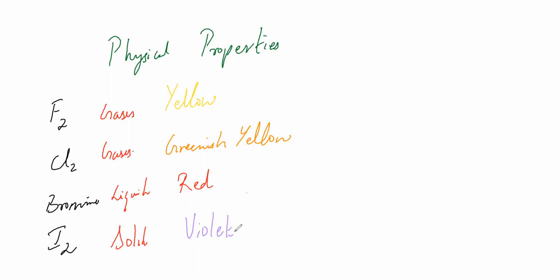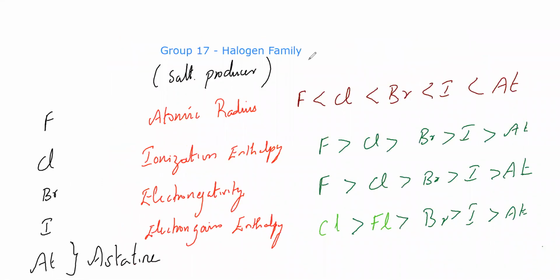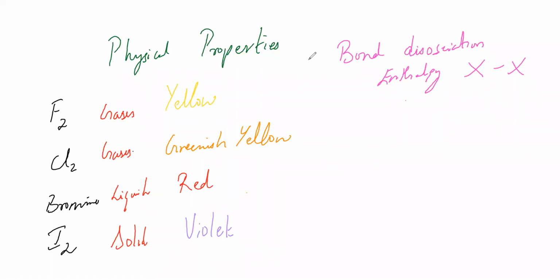Next, coming to the bond dissociation enthalpy, the order. If I write XX, X stands for halogen. Electronegativity and electron gain enthalpy are done, right? So the order of this is: chlorine greater than bromine, fluorine, and iodine respectively.